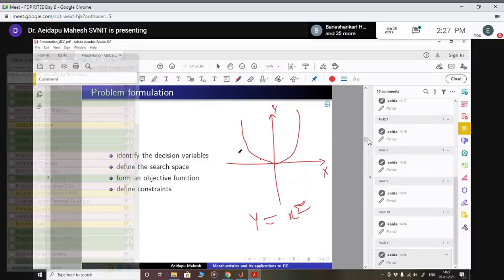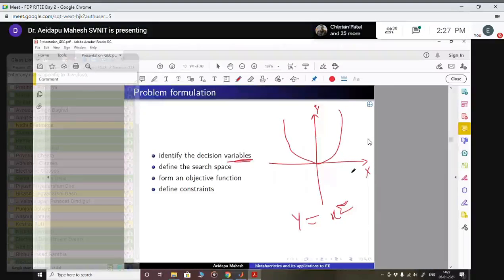Now what I'm going to do first is identify the decision variables. How many decision variables do I have? I have to find x, which is my independent variable, and y I have to find. So I have only one variable. Then define the subspace. I cannot go from minus infinity to plus infinity, so I have to define the search boundary. Let us say I want to search x between minus 5 and plus 5. These are my search boundaries. Then form an objective function. We already have y equals x square as my objective function.